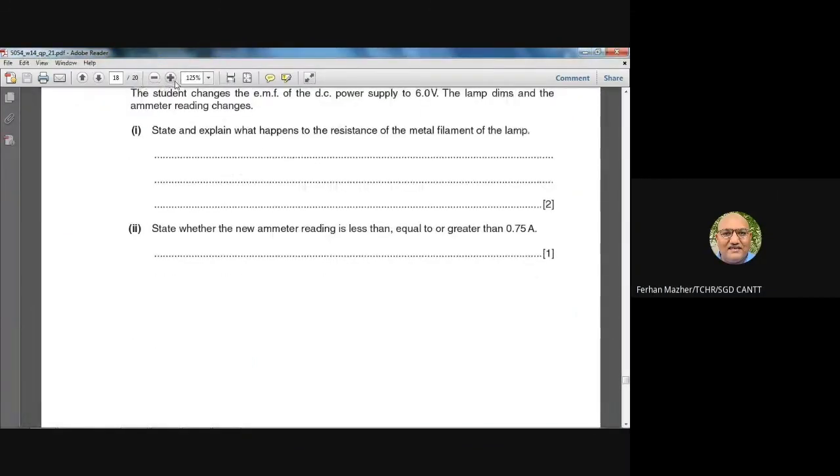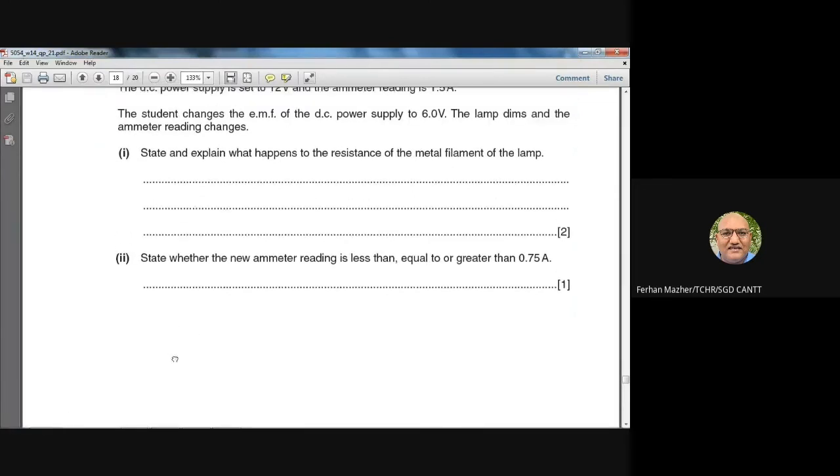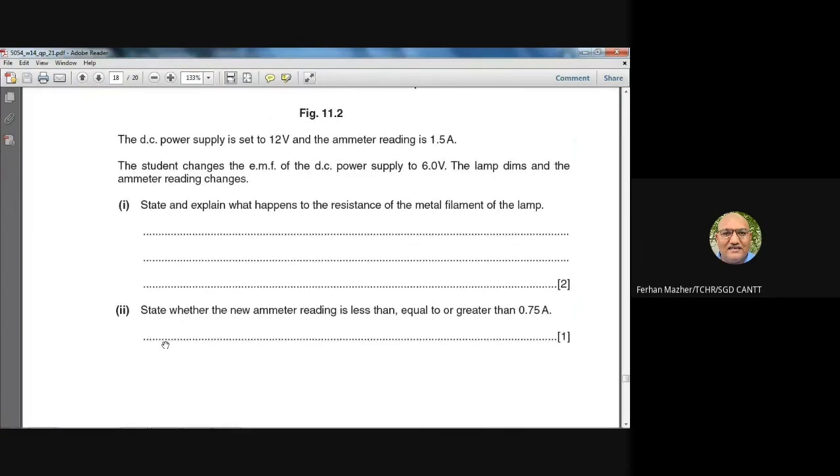The next question, a very technical question, is: state whether the new ammeter reading is less than, equal to, or greater than 0.75 amperes. So try to understand this concept. When the voltage was 12 volt, the current was 1.5 ampere in the filament lamp.